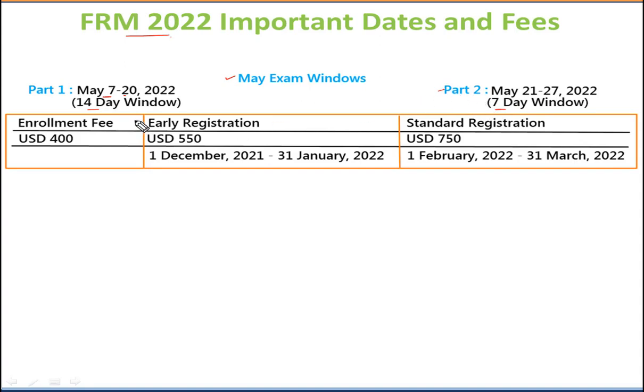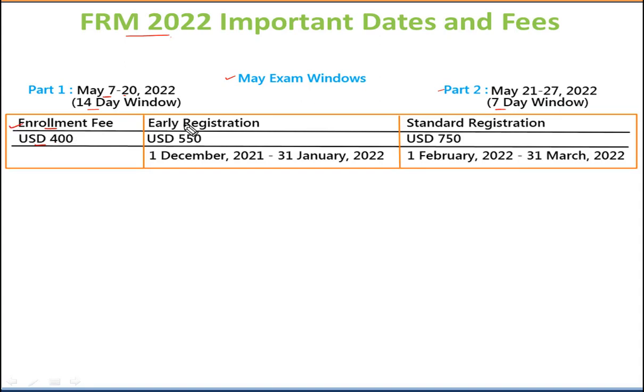Now, to give the exam, the very first thing that you need to do is register for FRM Part 1. When you register for FRM Part 1, there's a one-time fee, which is known as the enrollment fee. You pay this only when you register for the FRM exam. If you are retaking, no need to pay this $400. If you are registering for FRM Part 2, again, no need to pay this enrollment fee. It is only a one-time fee that you pay when you initially register for FRM Part 1.